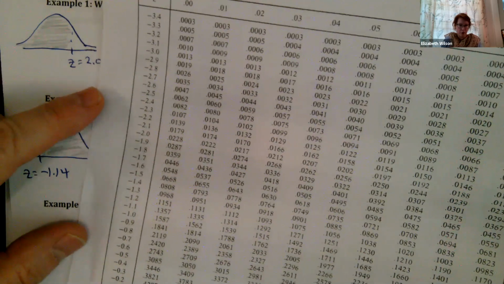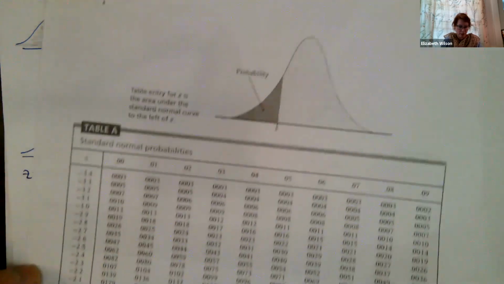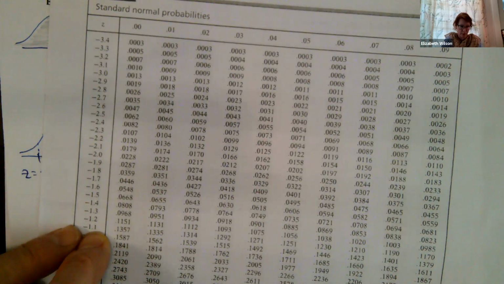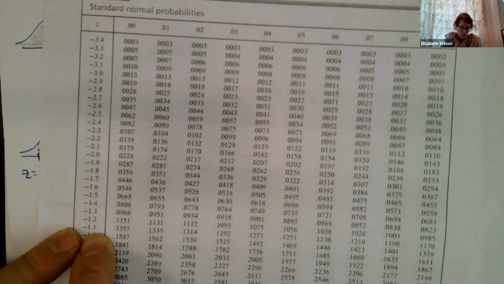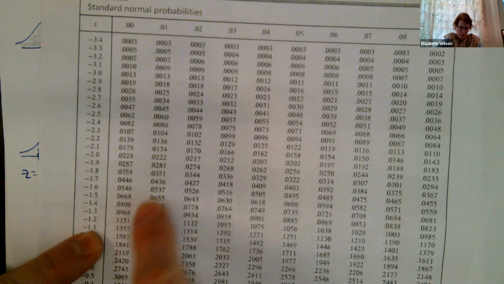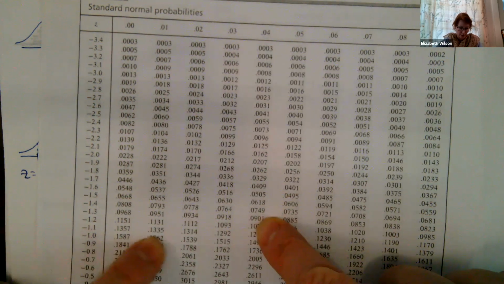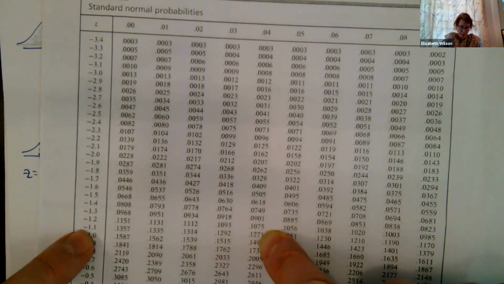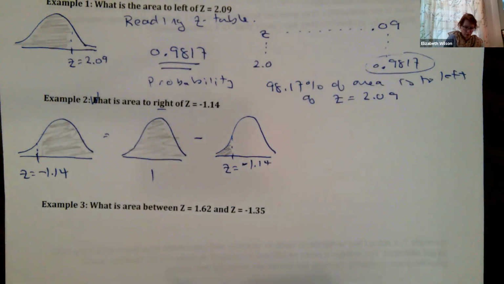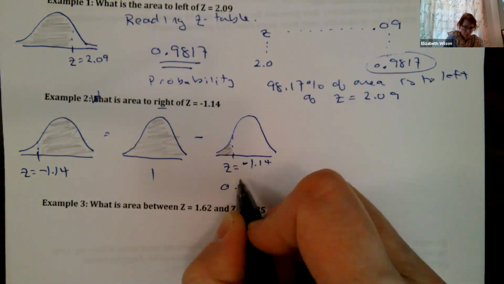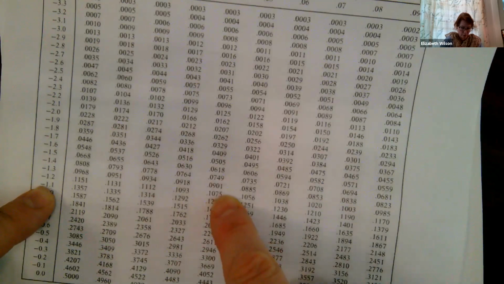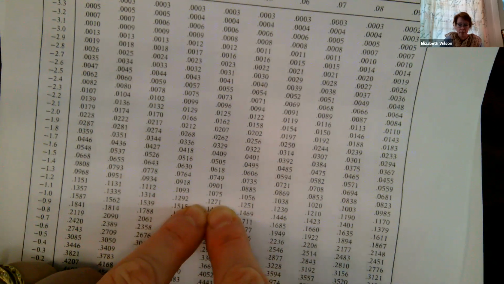So minus 1.14: I'm on z equals minus 1.1, and then I go over to the column that's 0.04 and scroll down until I get to here. Reading minus 1.14, this is equal to 0.1271. I got that from the table, right here, 0.1271. That's where I got that number from.